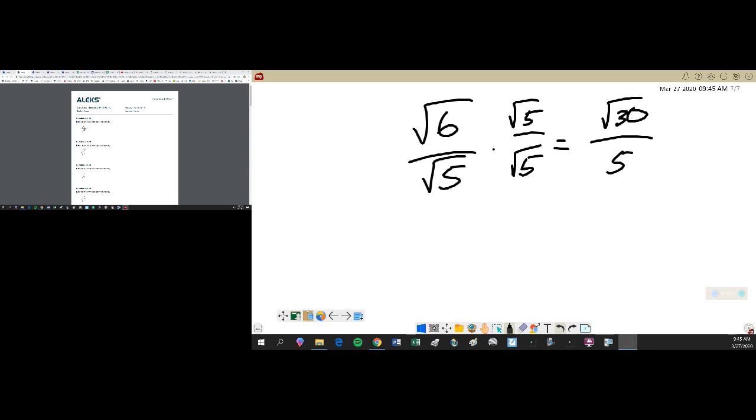And you do have to be a little bit careful and see, does this simplify? But 30 is 2 times 3 times 5, and there are no pairs there, so on this worksheet nothing's going to simplify.